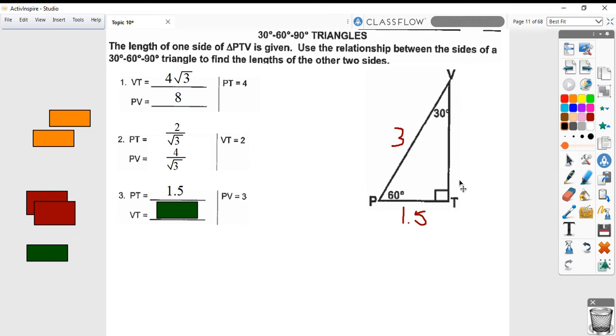And we also know that the long leg is the short leg times square root of 3. So all we've got is 1.5 times the square root of 3.